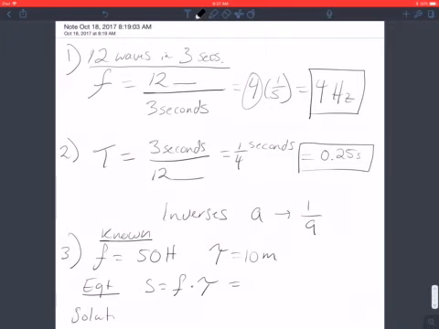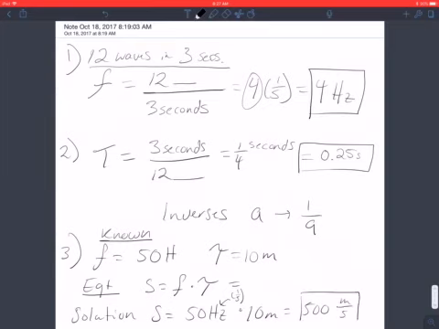Solution. Our speed equals our frequency, which is 50 hertz, times 10 meters, which we know is 500. Now, the unit of hertz, like we said earlier, was 1 over second. So this is actually 500 meters per second. And that is number 3.